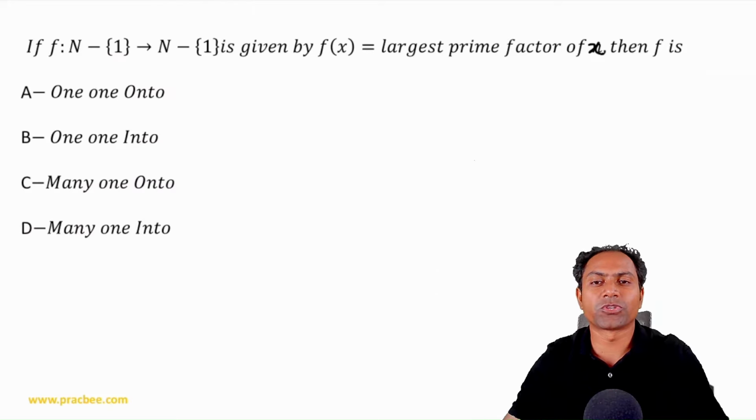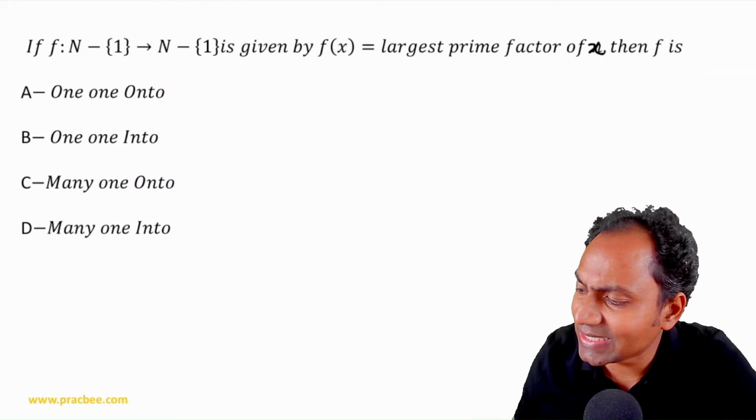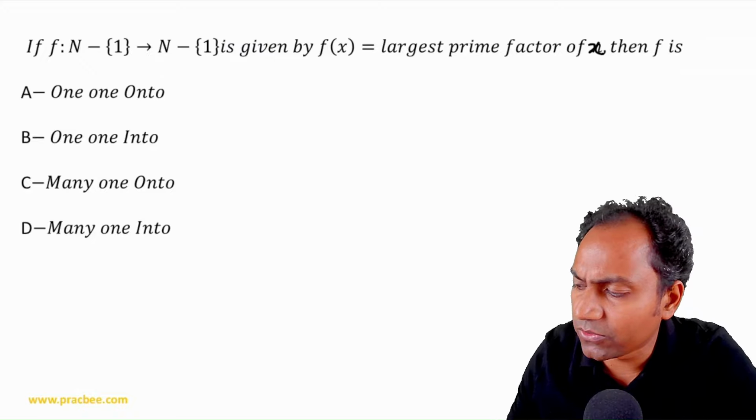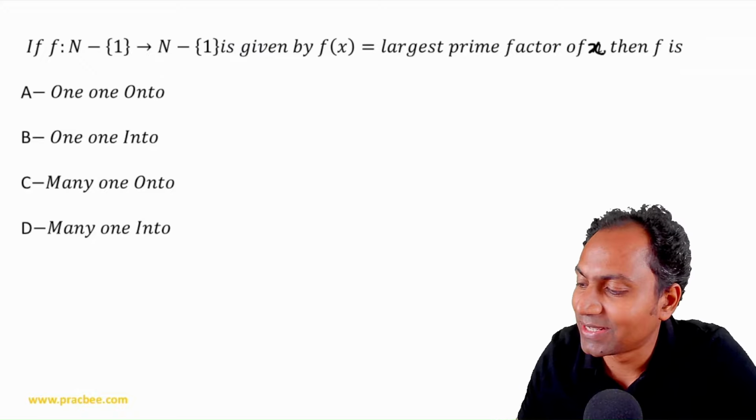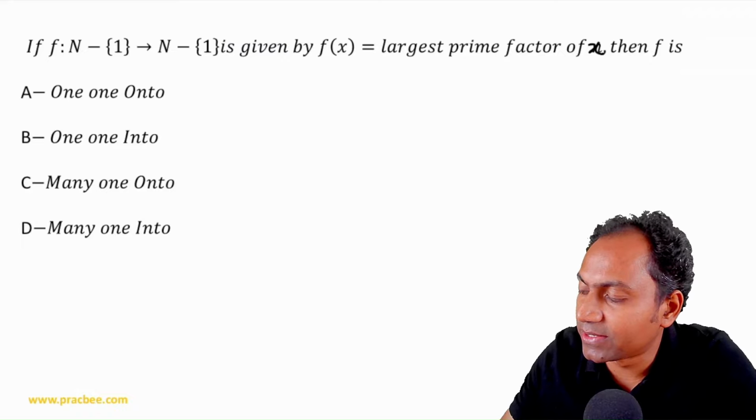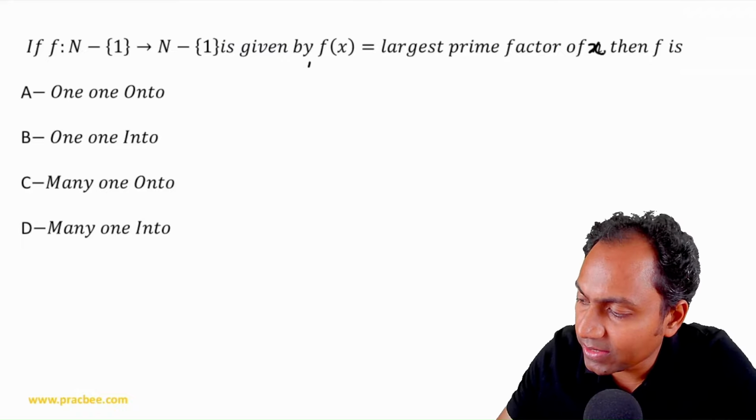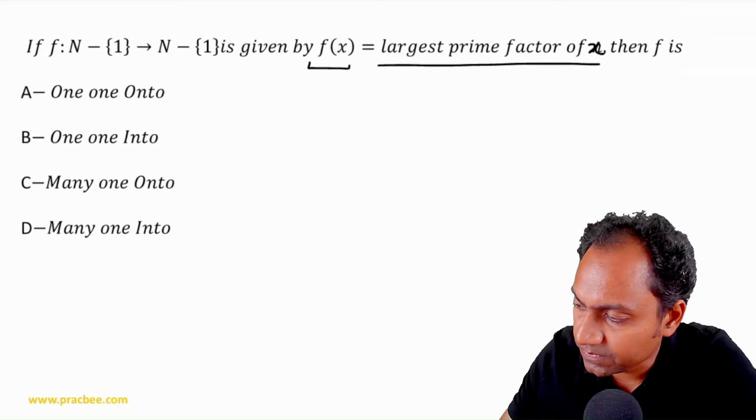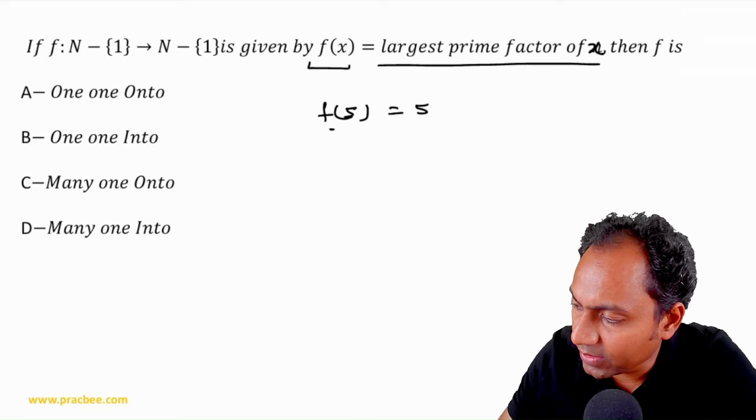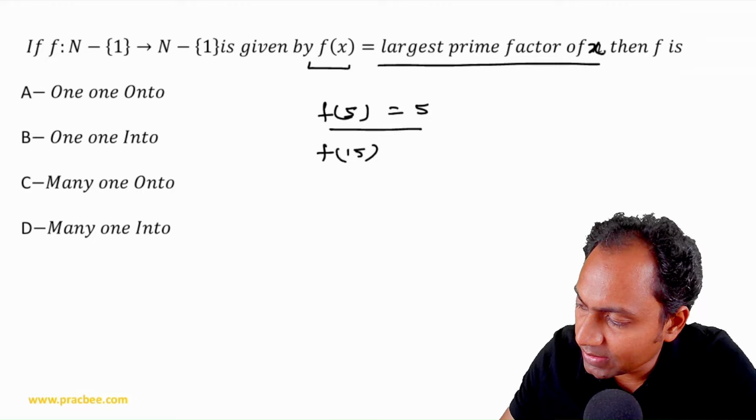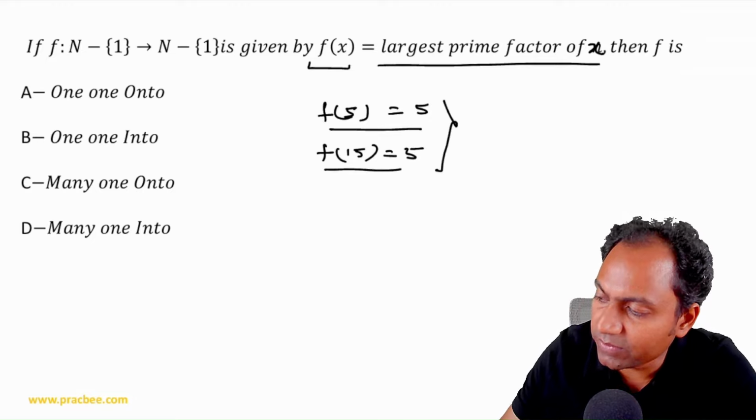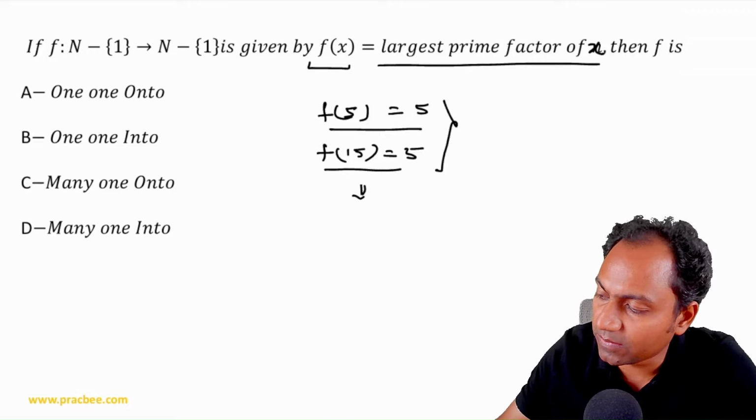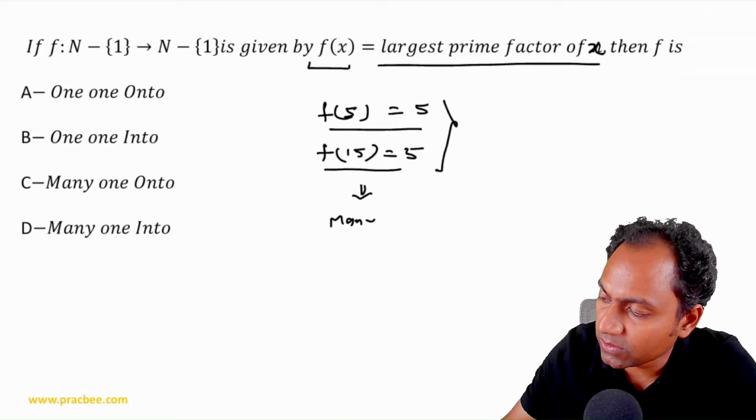Now this question is based on the idea of classification of functions, and you can see that this is a very simple question, because if you take a few examples you will easily be able to understand. So let us first understand whether it is one-one or not. What they're saying is, if I take f(x), it is nothing but the largest prime factor of x. That would mean if I take 5, the answer is going to be 5. But if I take 15, the largest prime factor of 15 is nothing but 5, it still becomes 5. So you can see that for 5 and 15 we are getting the same value. So this is nothing but a many-one function.